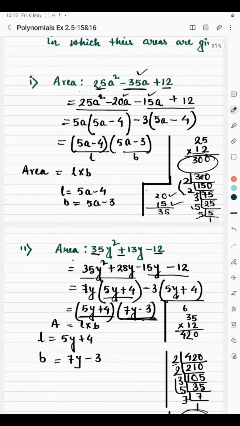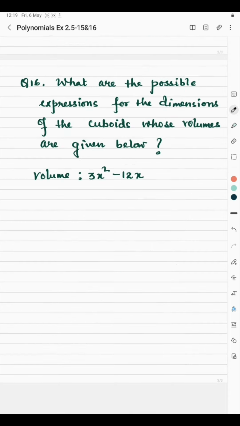Now moving on to the last question of this chapter. Question number 16 says, what are the possible expressions for the dimensions of the cuboids whose volumes are given below? Here the volume is given, which is 3x² − 12x. Now, you know that the volume of a cuboid is length into breadth into height. We have to find the possible expression for the dimensions of the cuboid.